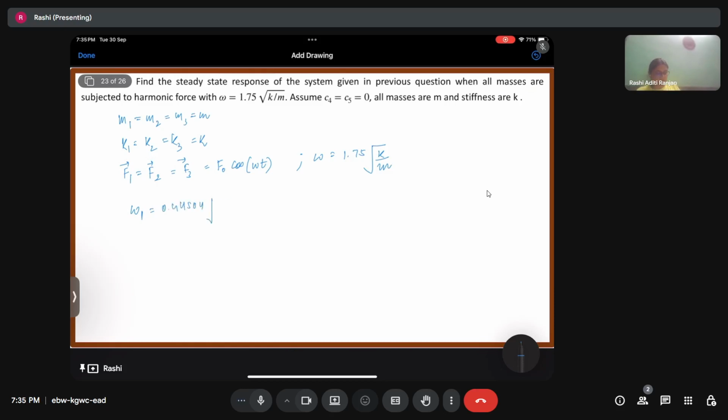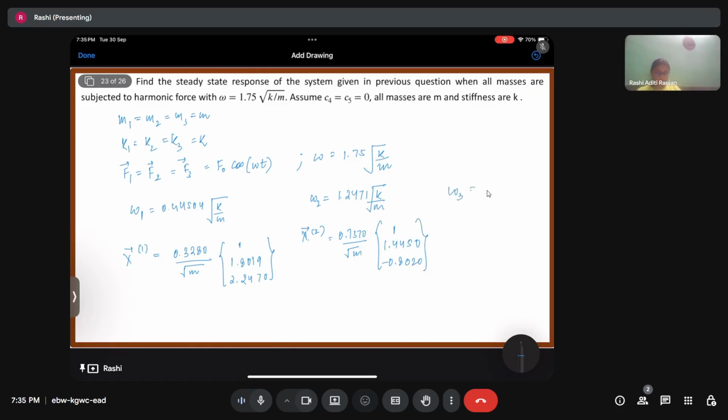0.44504 under root k by m, and the corresponding mode shape is x of 1 as 0.3280 by under root of m, 1.8019, 2.2470. Second mode, second frequency is 1.2471 under root of k by m, corresponding mode shape x of 2, 0.7370 by under root of m, 1, 1.4450, minus 0.8020. And then we have omega 3 as 0.5911 under root of k by m.